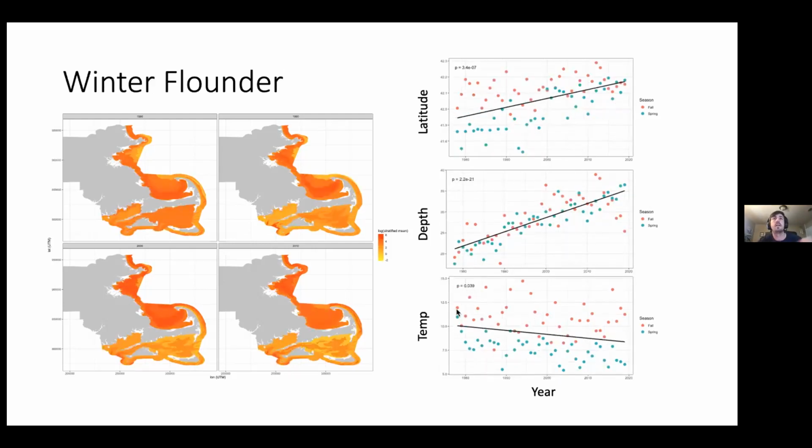So now looking at winter flounder, the same thing again. Here, you can see that it looks like there's been fairly high abundance in the different decades, but it looks like we might be having slightly less abundance here south of the Cape in more recent years, which I think would agree with the stock assessment from this area. For latitude, we can see this northward shift again for winter flounder, shifting to deeper depths as well, is what it looks like. And then temperature, there is this slight linear relationship where it's getting slightly colder.